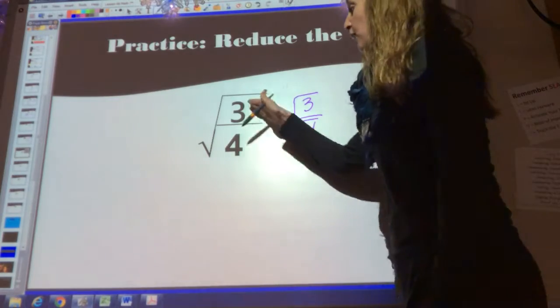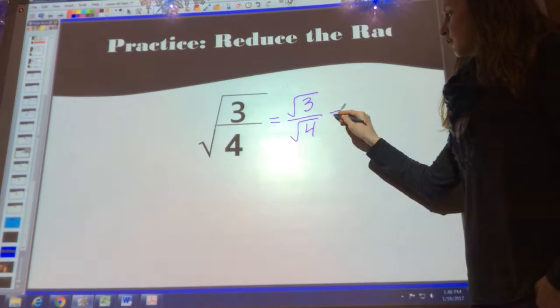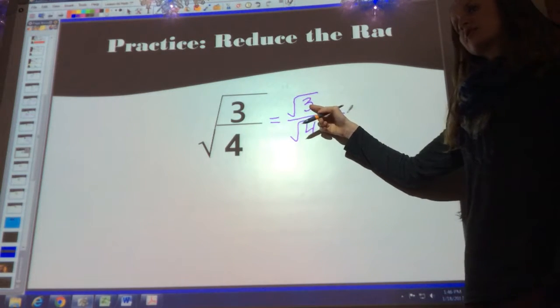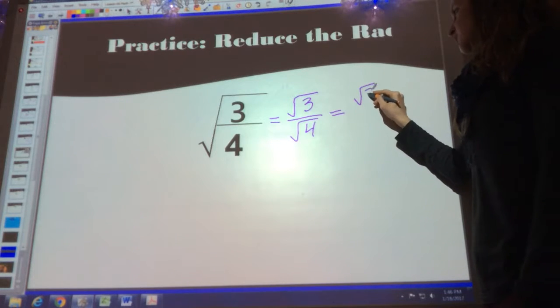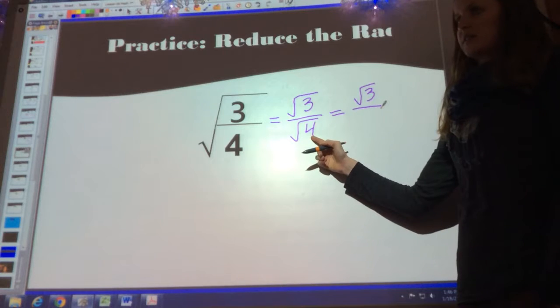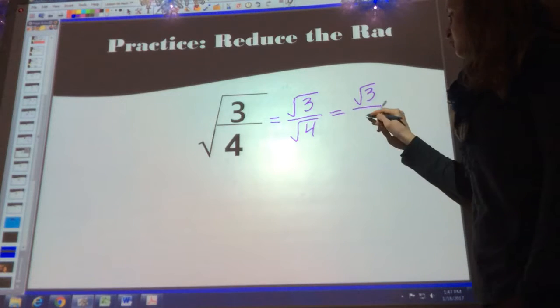And so if you have a fraction inside your radical, you just split it. Square root of 3 divided by square root of 4. Now, can we simplify the square root of 3? No, so we just keep that as the square root of 3. But hopefully everyone knows, what's the square root of 4? 2. Just 2. And so we can put a 2 there.